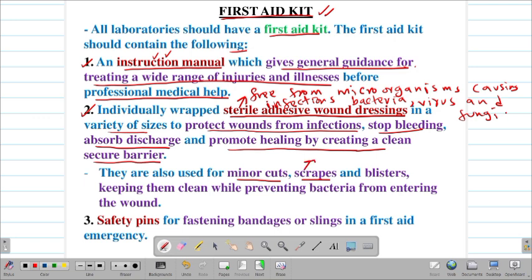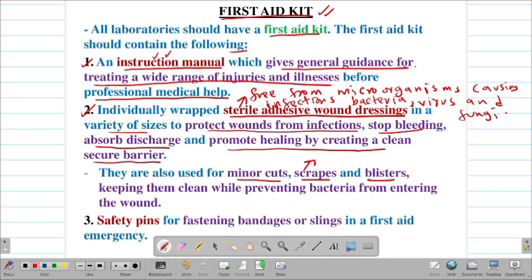Now the scrapes, what do we mean by a scrape? Scrapes are simply wounds that are caused by rubbing or dragging the skin against hard surfaces such as roads, pavements, or even walls. Also, scrapes involve the outer layer of the skin being worn out. So the sterile adhesive wound dressings are also used for minor cuts, scrapes, and also blisters.